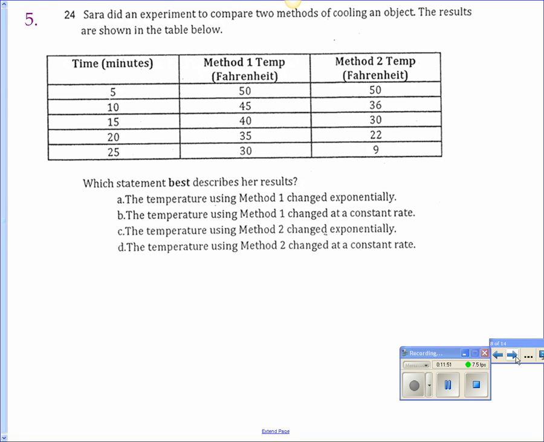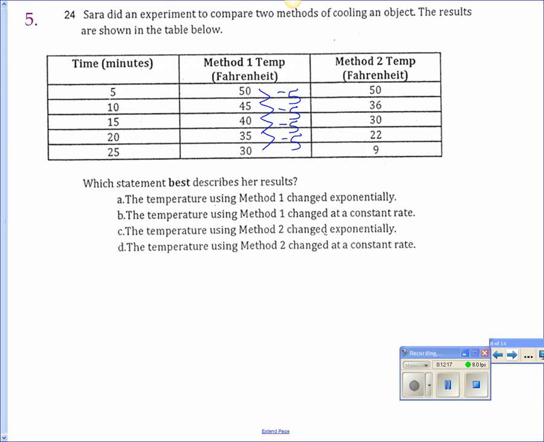All right, so for method 1, you need to figure out what it went by every time. From 50 to 45, how did it change? Minus 5. 45 to 40, minus 5. 40 to 35, and 35 to 30, minus 5. Okay? All right, stop right there.